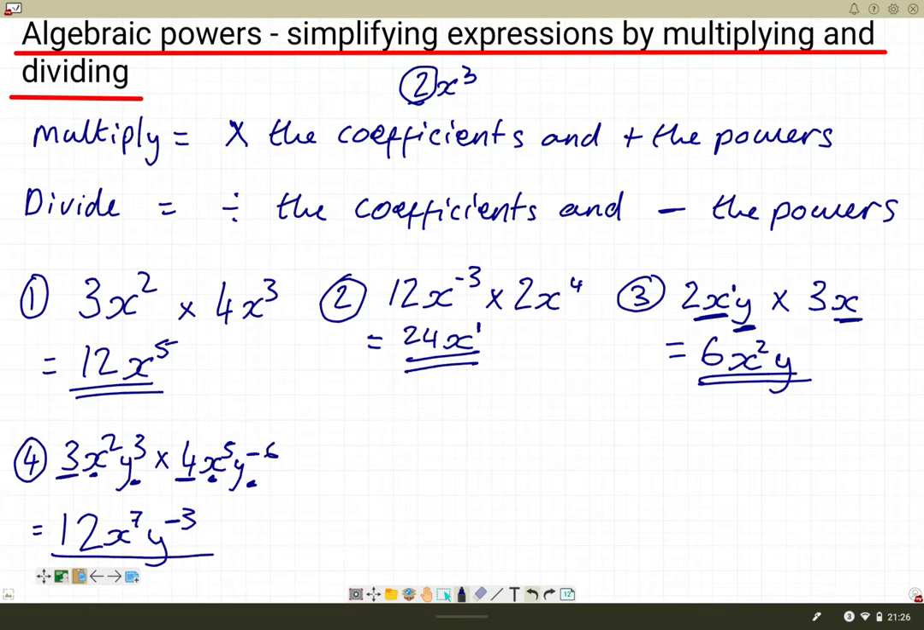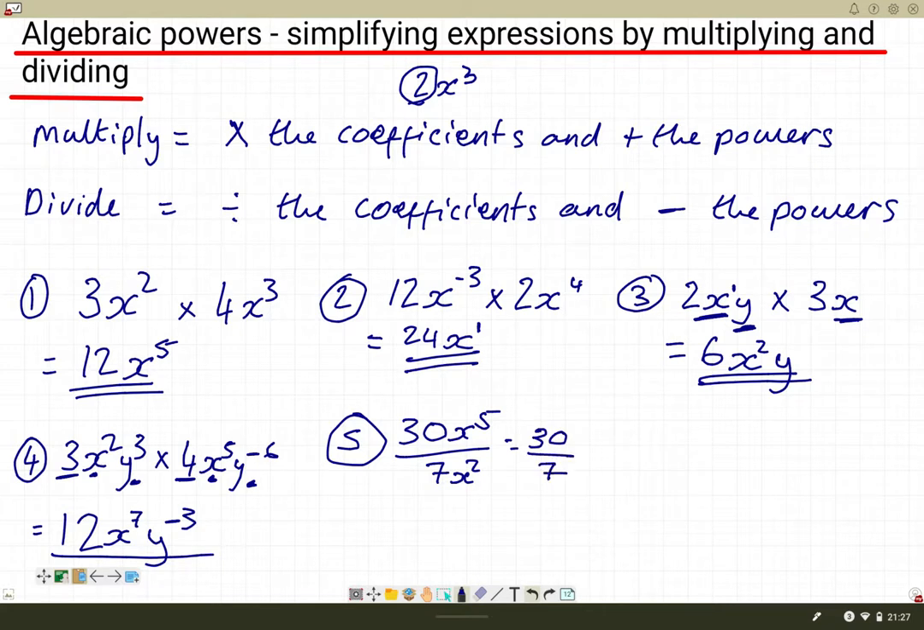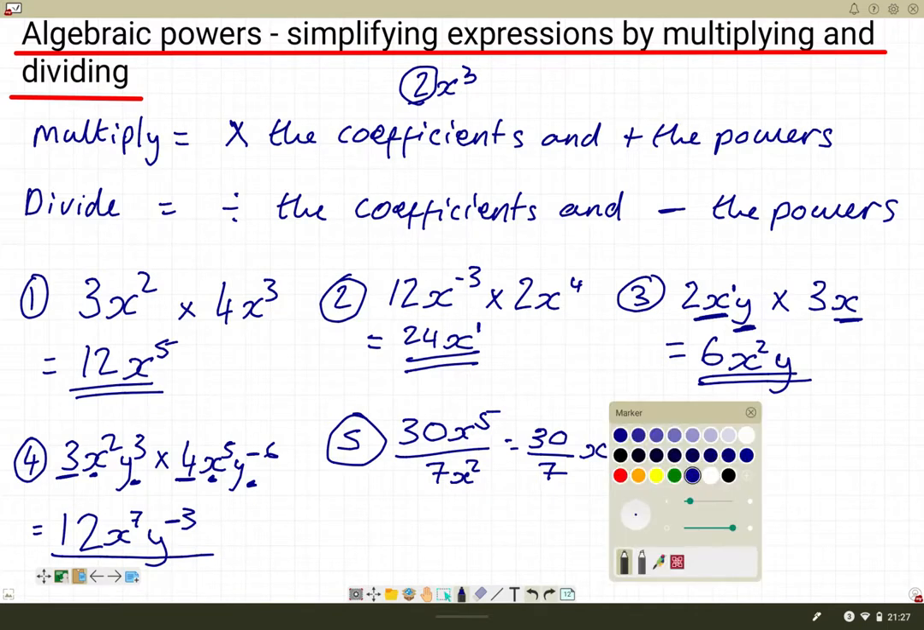All right, so let's try a couple of dividing ones. So let's say, for example, I had 30x to the power of 5 divided by 7x to the power of 2. Now, I haven't got a calculator, so 30 divided by 7, you can just leave it as a fraction. And then x to the power of 5 divided by x to the power of 2. Subtract the powers now, so you get x to the power of 3.